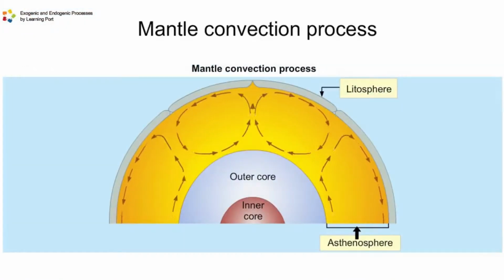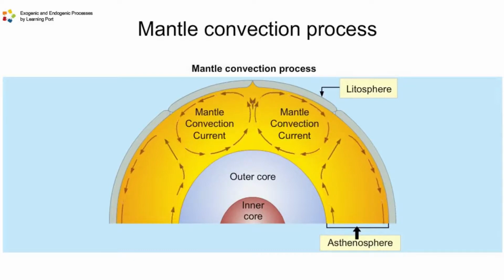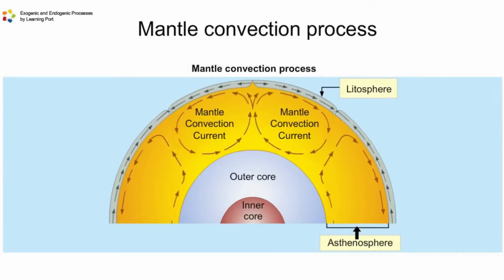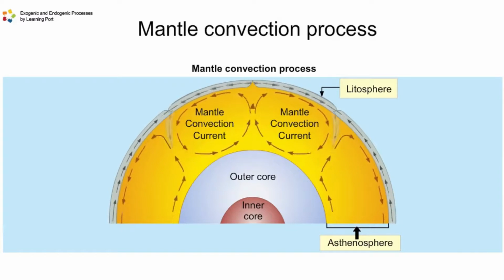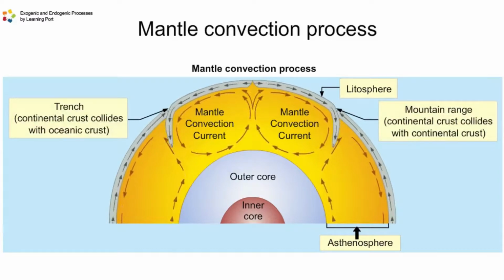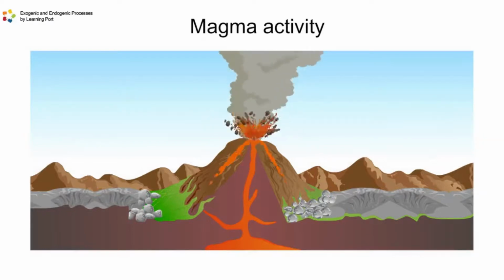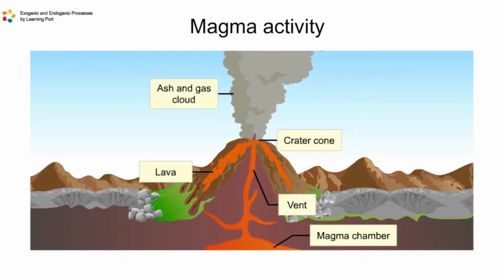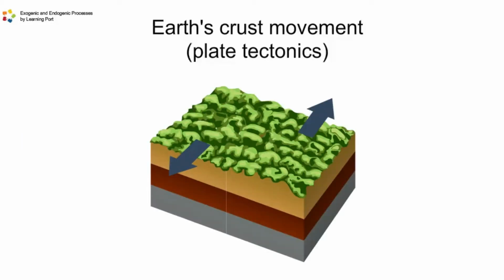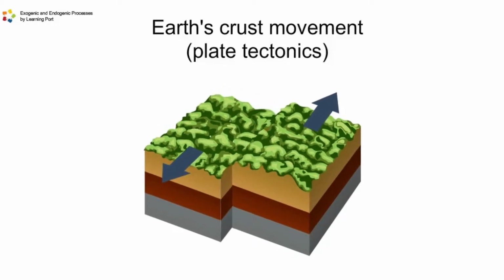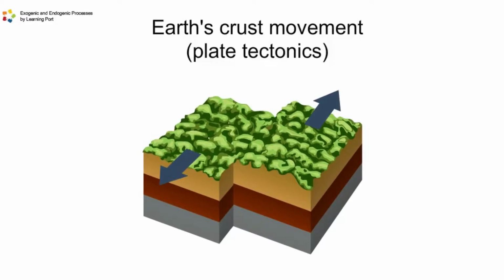An example of endogenic processes is the mantle convection process. This process involves, firstly, the movement of hot molten magma in the form of convection currents in the asthenosphere. Secondly, magma activity, which occurs when hot and molten magma flows out to the Earth's surface through vents in the Earth's crust. And lastly, movement of the Earth's crust or plate tectonics, which is the slow movement of huge pieces of the Earth's crust towards or away from each other.